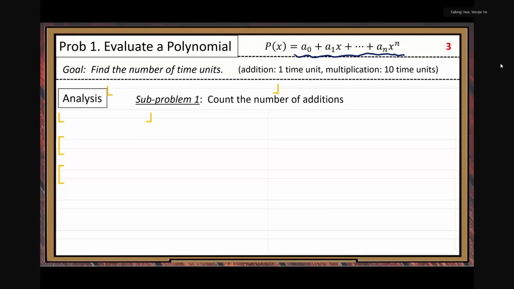Can anyone give me the answer? Yes, correct, n. Anyone say n plus 1? The correct answer is n, not n plus 1, not n minus 1. But the question is, for most of you, you may not know how to get n. Can you tell other people how to get n? I just used experimentation and observation.